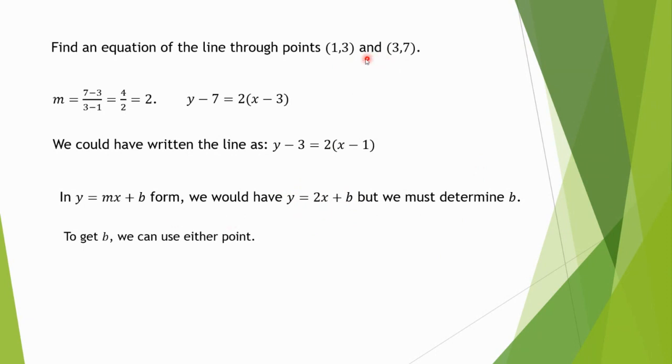So we can use either point to get b. What I did was I used (1, 3), as you can see here. So when I replace x with 1 and y with 3, the equation has to be true. The equation here has to hold. Equality has to hold because this is on the line. So now we have an equation where b is our unknown. We just solve for it.